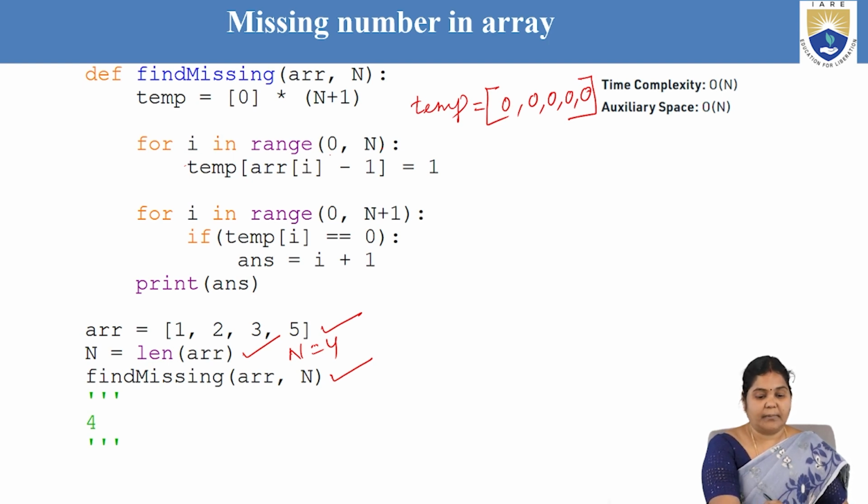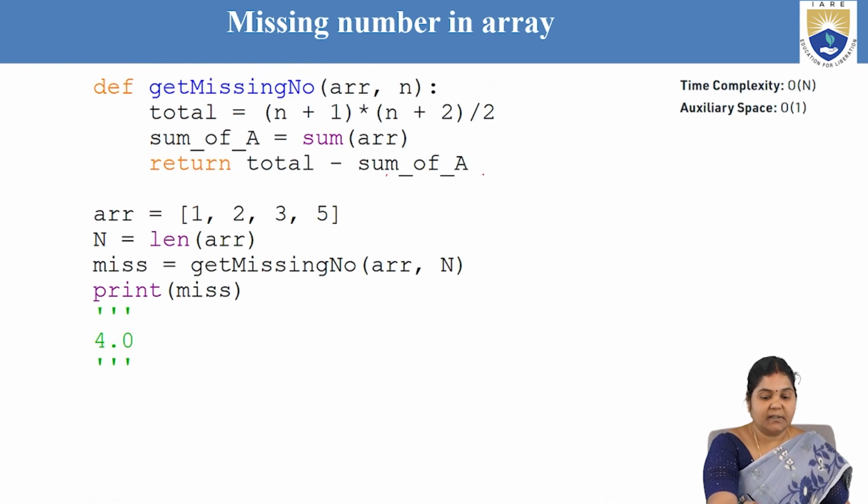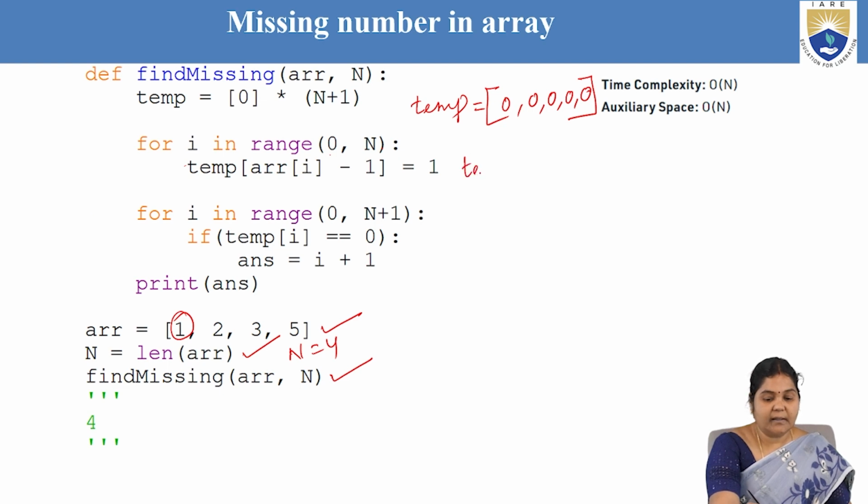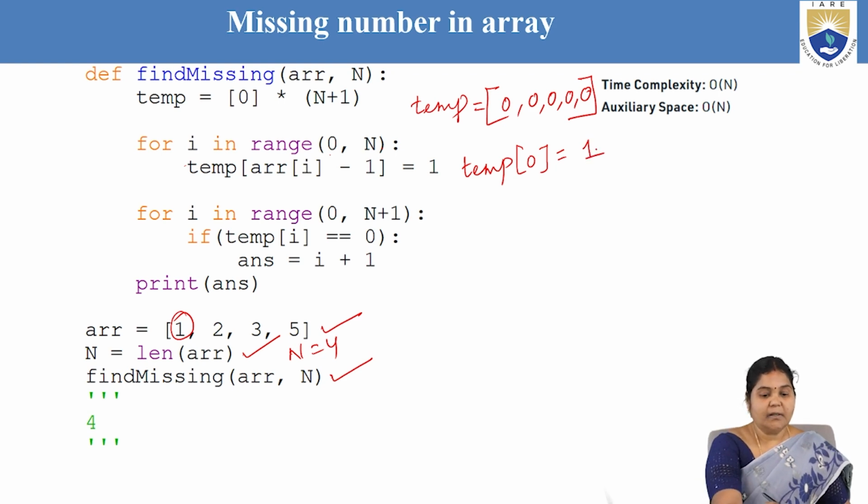So, what do you mean by this? What is the value of i? i is equal to 0. So, ar of i contains 1, and 1 minus 1 is 0. That means temp of 0 will contain 1. Next time i becomes 1, so ar of i is 2. 2 minus 1 is 1, which is nothing but temp of 1 is equal to 1.